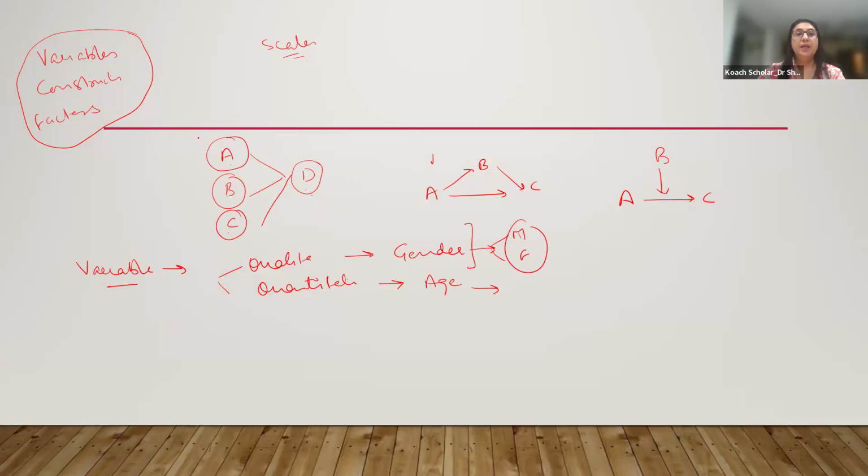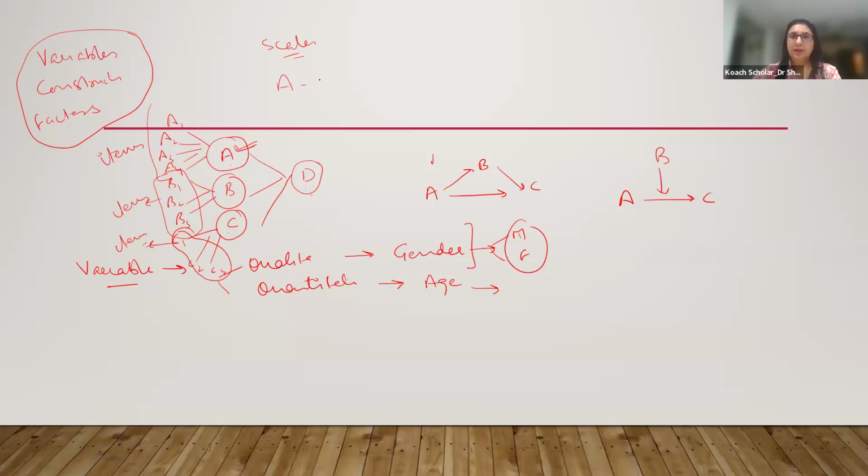Now, there is a possibility that A is made up of A1, A2, A3, A4. B is also made up of B1, B2, B3. C is also made up of C1, C2, and C3. A1, A2, A3, and A4 are called items. B1, B2, B3 are also called items. C1, C2, C3 are also called items. So these items have some relationship with this factor, which is also known as construct, which is also known as variable.